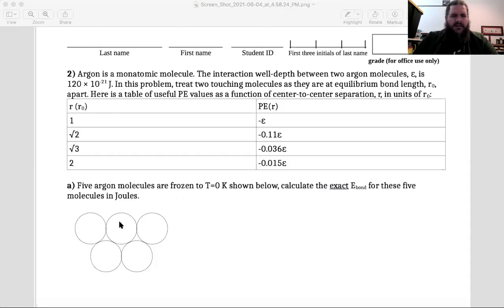So here we got a cluster of just 5 molecules, and we want to know the exact bond energy. And we can find the exact value here because with a small cluster, it's actually possible to list out all the possible bonds.